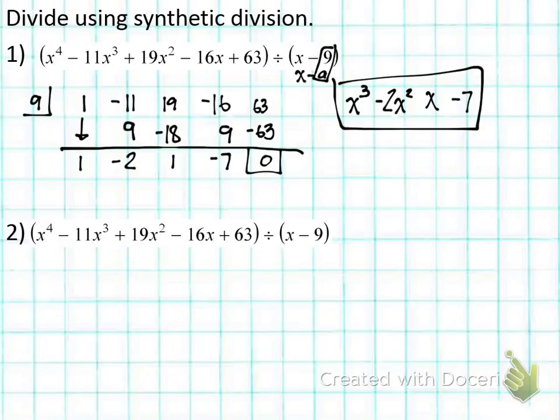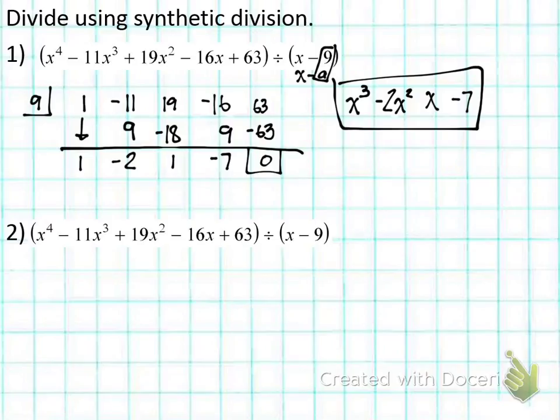Then I took all my coefficients in descending order, starting with the largest exponent, x to the fourth. What's the coefficient here? 1. Next one, negative 11, 19, 16, 63. Okay? And then I found what my a was. It's always x minus a, so what is next to the minus sign? There's a 9 here. So we put a 9 here.